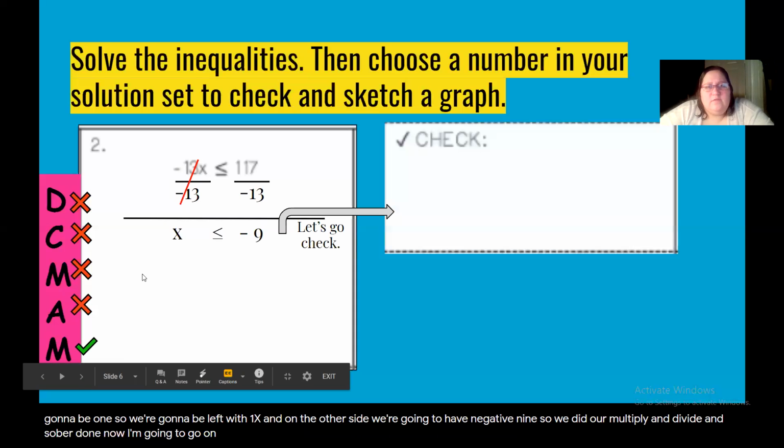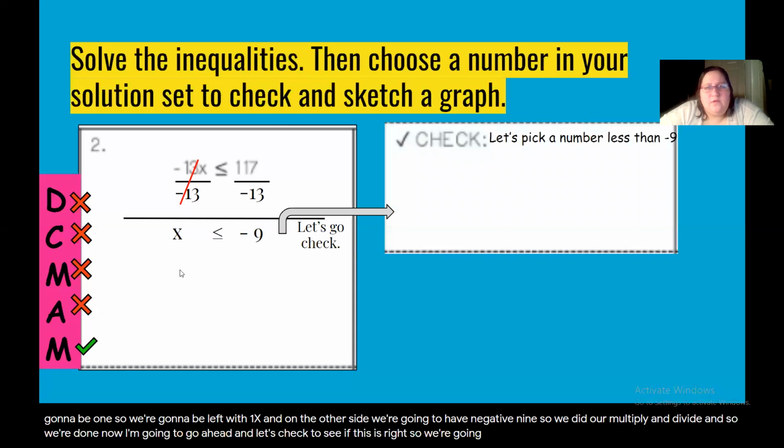Now let's check to see if this is right. So we're going to pick a number that's less than negative 9. So let's pick negative 10.